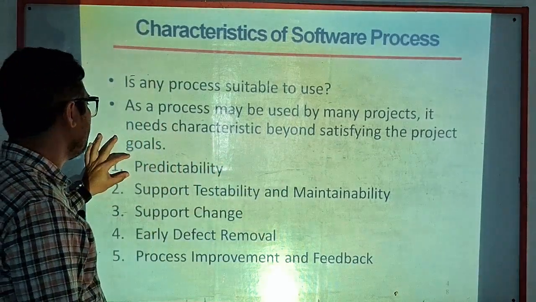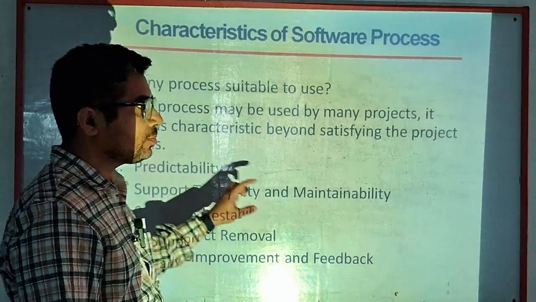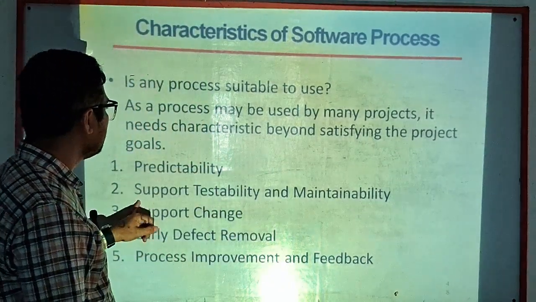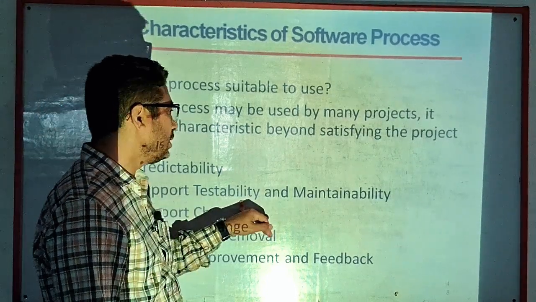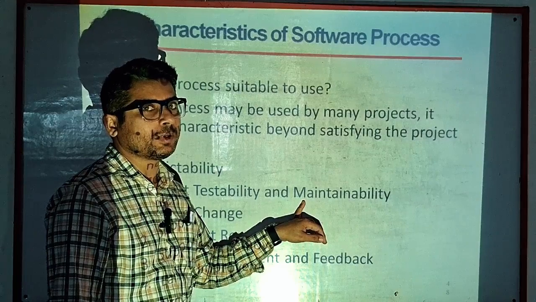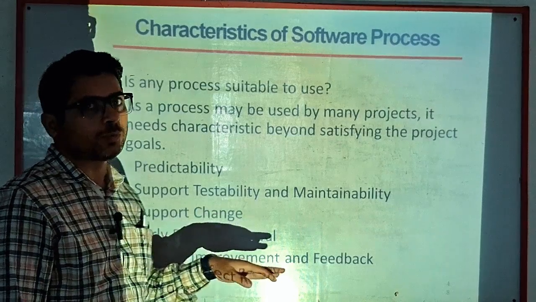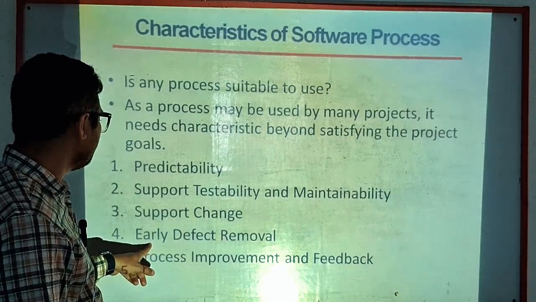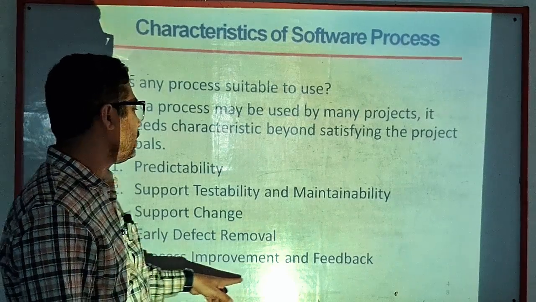The first one is predictability. The software process should be predictable. It should support testability and maintainability, so it has the capability to support testing and maintenance. If any changes are required, then it has to be tested, maintained and updated. Then support change, so it should support updates and the changes which are required. And early defect removal. And then process improvement and feedback.